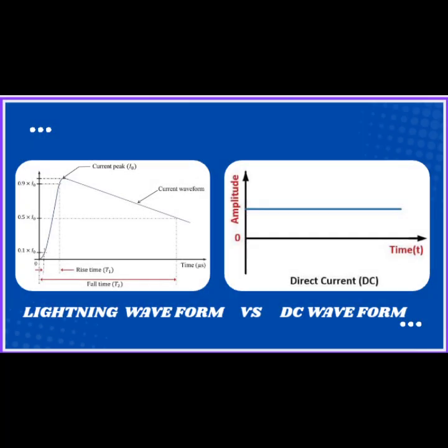Number 1. Brief duration. Direct current signifies a steady flow of electricity over a prolonged period. Lightning discharge, however, is a collection of events that lasts only microseconds. This transient nature opposes the steady-state characteristic of DC, thereby jeopardizing its DC properties.